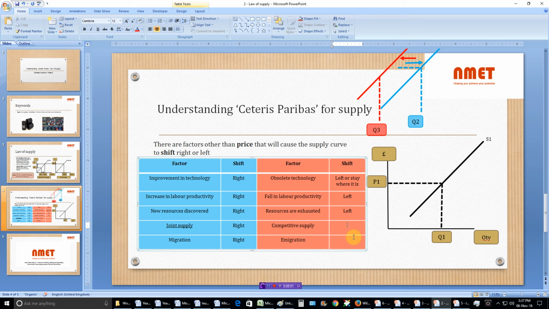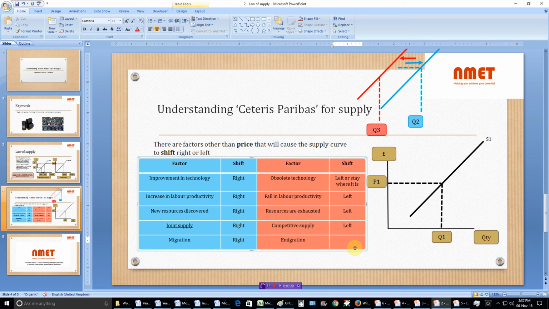Competitive supply is when one resource is used to make multiple commodities. So let's say, for example, we can use milk to make either yogurt or cheese. Now, if you use milk to make a lot of yogurt, will you have enough milk to make cheese? No. So what will happen to the supply of cheese? It would go left. Shift to the left.